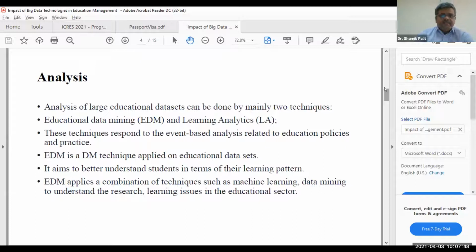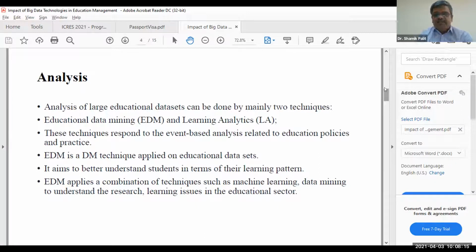I have divided this work into different verticals. First, let me discuss the analysis part of this research work. As far as analysis is concerned, these are the two very important verticals, as I already mentioned. One is known as educational data mining. So here, the data mining strategy is termed as educational data mining.